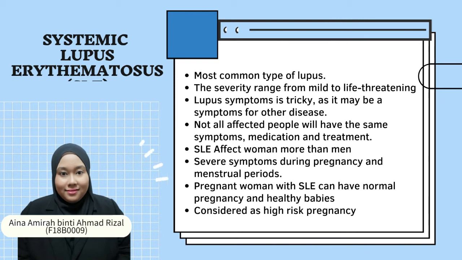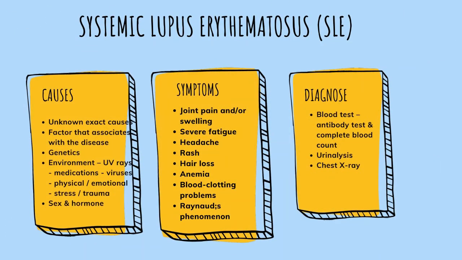SLE affects women more than men, with severe symptoms during pregnancy and menstrual period. Not to worry, pregnant women with SLE can have a normal pregnancy and healthy babies, but they are considered a high-risk pregnancy. The cause of SLE. The exact cause of SLE is unknown, but doctors have given out the factors associated with the disease. They are genetics, environment such as UV rays, medications, viruses, physical or emotional stress, trauma, and the last factor is sex and hormone.